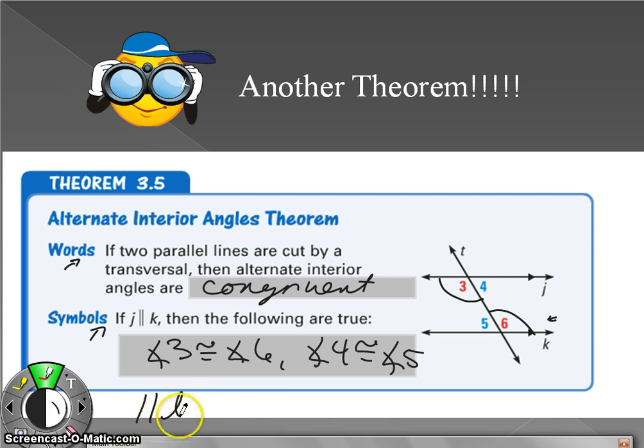So we have parallel lines, therefore alternate interior angles are congruent. That's an A. Alternate interior angles are congruent. Okay.